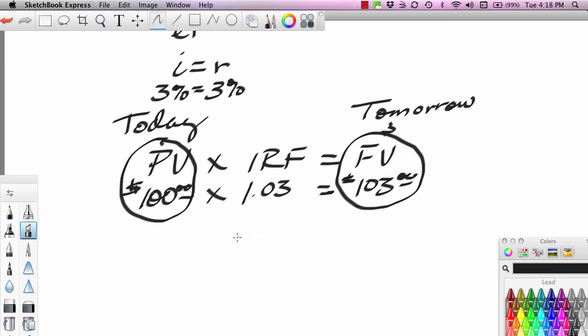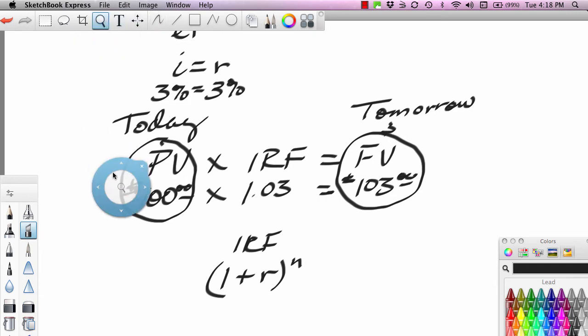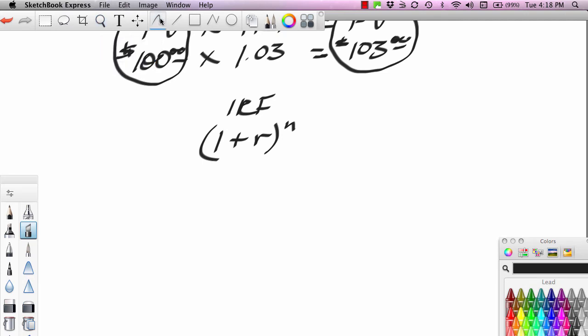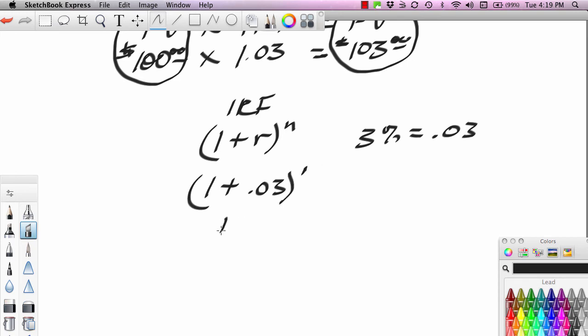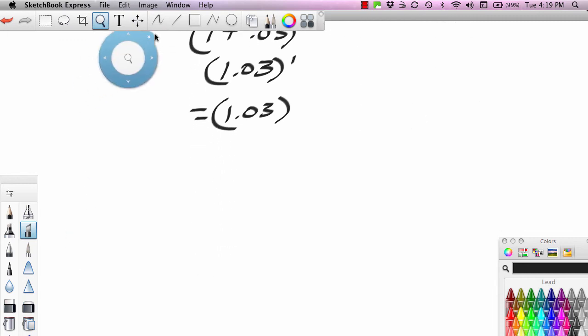Okay? Now let's talk about this interest rate factor for a minute. The interest rate factor is 1 plus r to the nth power. What are you talking about? Well, r is the interest rate. So 1 plus 0.03, remember 3% is equal to 0.03. How many periods did we go out? We only went out one period. So this is 1.03 to the first power, which simply equals 1.03. Now, if we want to go out multiple periods, say 2 periods, then we have to increase the size of the exponent. So let's go down and just draw this up.